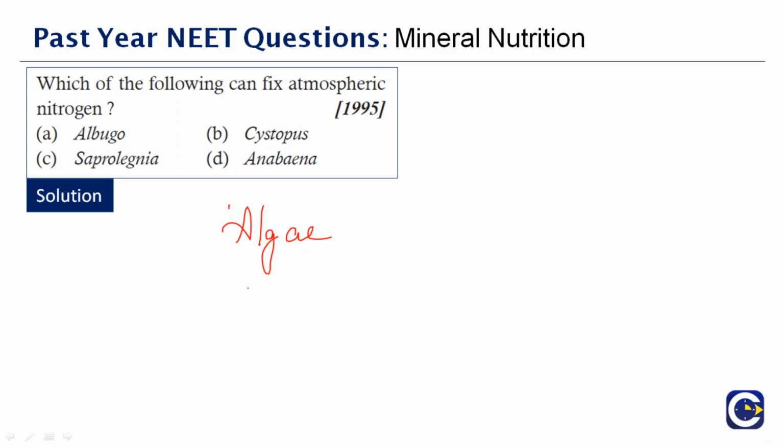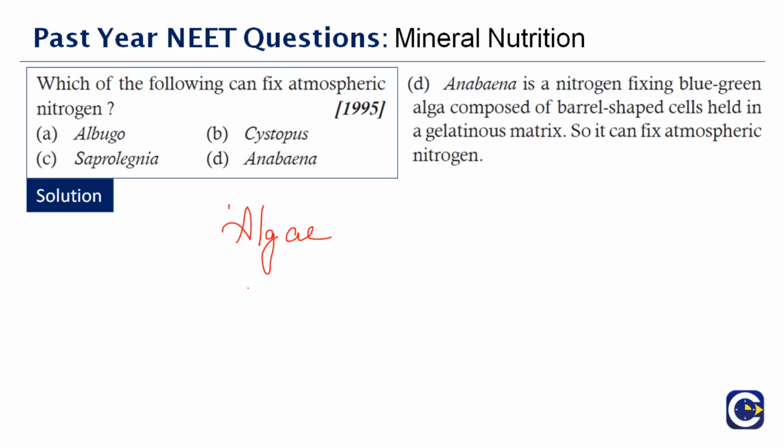What type of cell is Anabaena? Anabaena is heterocyst forming. I already showed a picture of it. And it performs oxygenic photosynthesis. And how does Anabaena grow? It grows as long filaments. It's a nitrogen fixing blue-green alga composed of barrel-shaped cells held in a gelatinous matrix. The special feature of it is the heterocyst, which is the protective part of it, and this cyst will not be easily broken up. Therefore, the right answer to this question is option D.